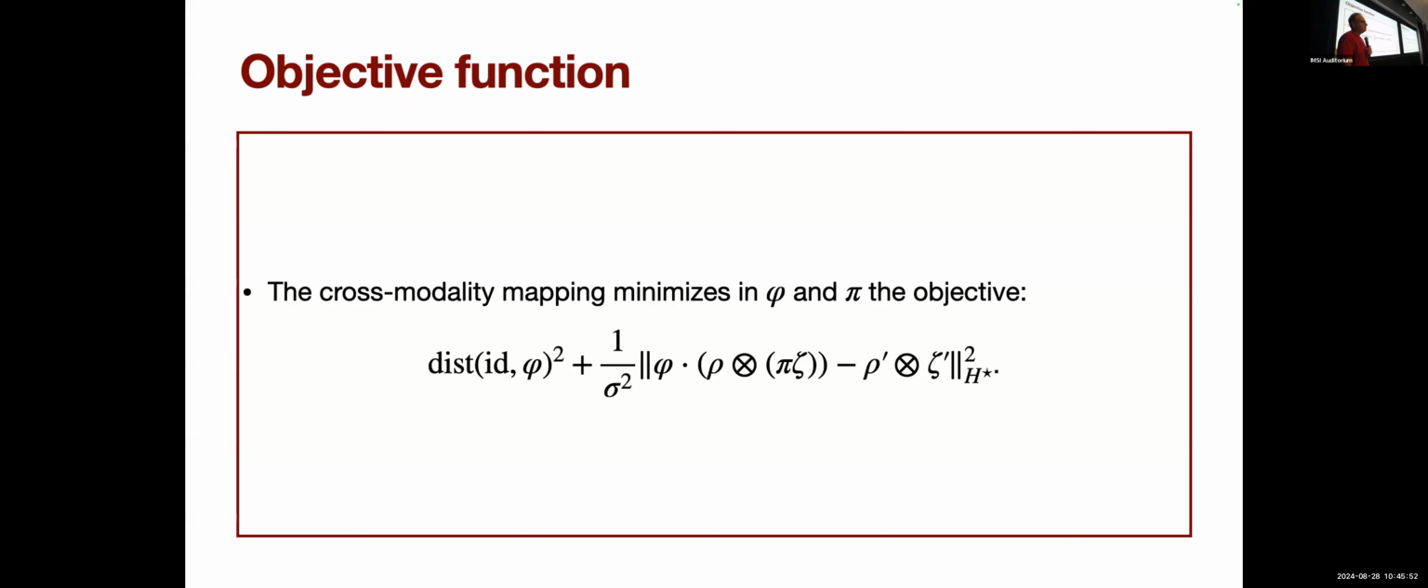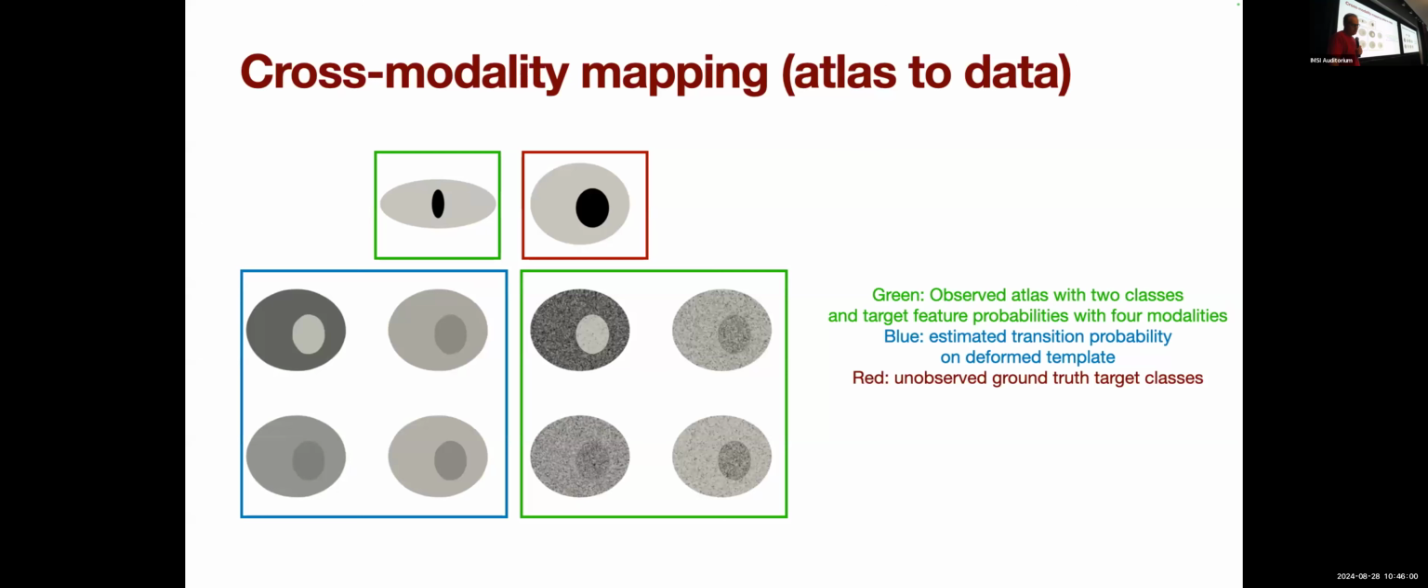We're fairly straightforward in the way we minimize this. We use alternate minimization, and here is an example with some toy data in which you have an atlas, which is the part that is shown in green, with a green square around it, so that's the atlas.